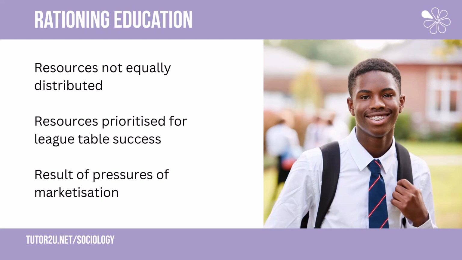Gillborn and Youdell described this as rationing education. Opportunities were not equally distributed but allocated according to which students could best serve the school's performance targets. Importantly, they found that working class and black students were more likely to be placed in the hopeless category, reflecting the influence of labelling and stereotypes.